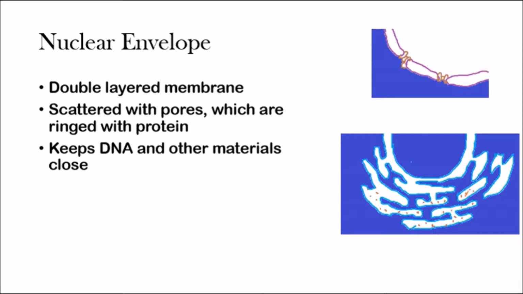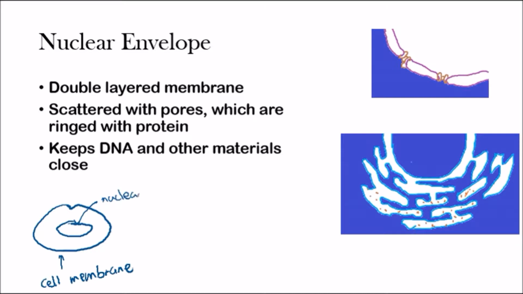So let's go ahead and just visualize that. Imagine we have a cell here. So we have the cell membrane, okay? This is the cell membrane. And then we have the nucleus on the inside, okay? Now, the nuclear envelope, which is right here, this is the nuclear envelope. Also, sometimes it's referred to as the nuclear membrane in textbooks. It means the same thing.